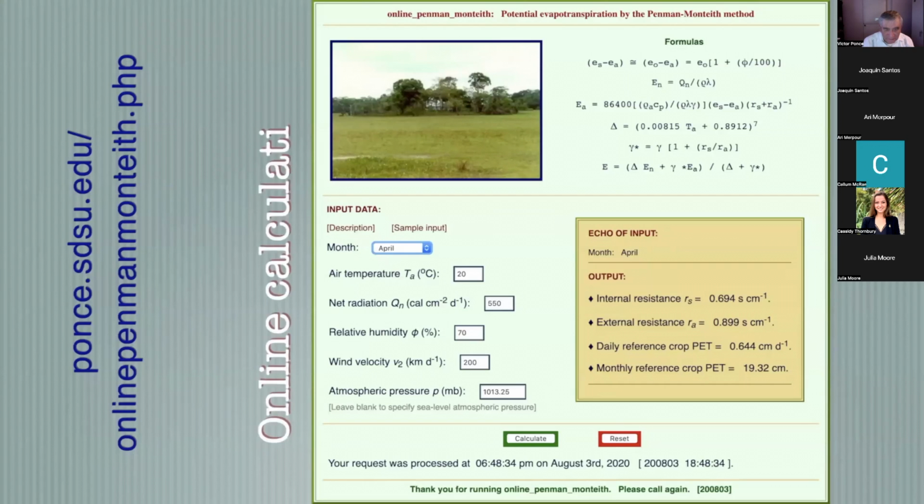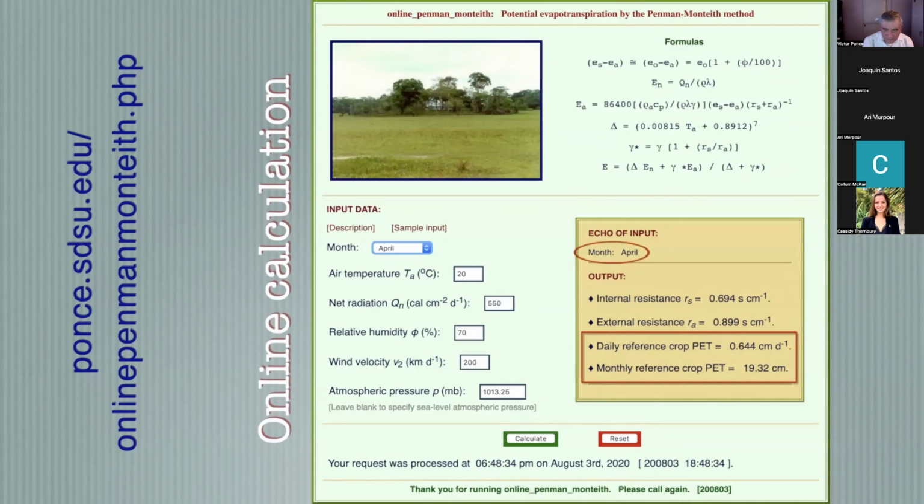Using online Penman-Monteith, the answer is daily reference crop, PET, equal 0.644 centimeters per day. Monthly reference crop, PET for April, equal 19.32 centimeters. These results are the same as the hand calculation shown before.